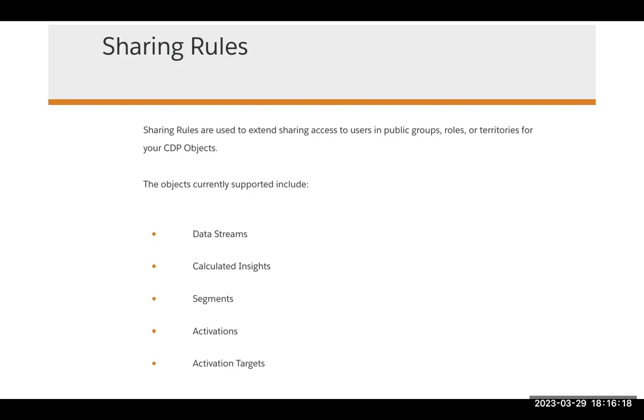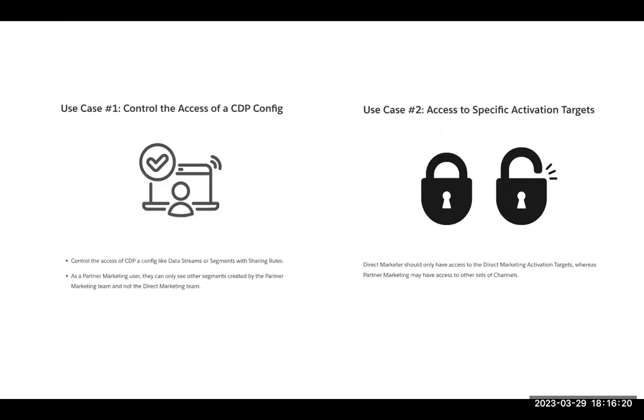But you may wonder, what are the use cases that you're solving with sharing rules in Data Cloud? There are quite a few different use cases. One use case is that you can control your entire Data Cloud org, from a configuration standpoint, your data streams or segments, with sharing rules. For example, when a data warehouse person comes into Data Cloud, they may want to see only certain segments. As a partner marketing manager, there is a concept where you can only see segments created by the partner marketing team and not the direct marketing team.